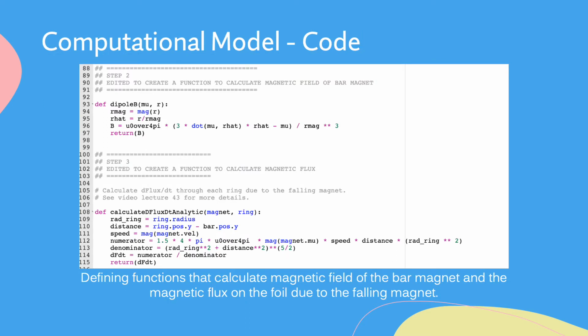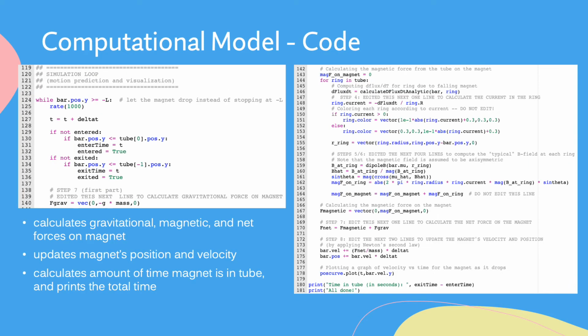Next, I defined functions that calculate magnetic field of the bar magnet and the magnetic flux on the foil due to the falling magnet. Next, this loop calculates the gravitational, magnetic, and net forces on the magnet. It updates the magnet's position and velocity as it falls, and calculates the amount of time the magnet is in the tube, and prints the total time.